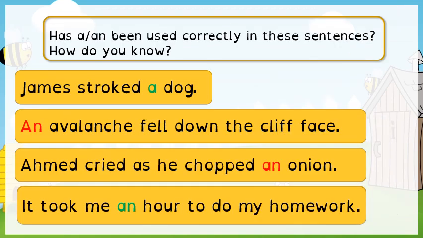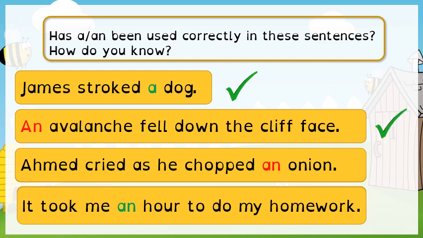Has a or an been used correctly in these sentences? Let's have a look. How do we know? James stroked a dog. Let's look at the word dog. It begins with D. Is D a vowel or a consonant? It's a consonant, so A is right. An avalanche fell down the cliff face. Let's have a look at the word after an. Avalanche. It begins with an A. Then we need our an.